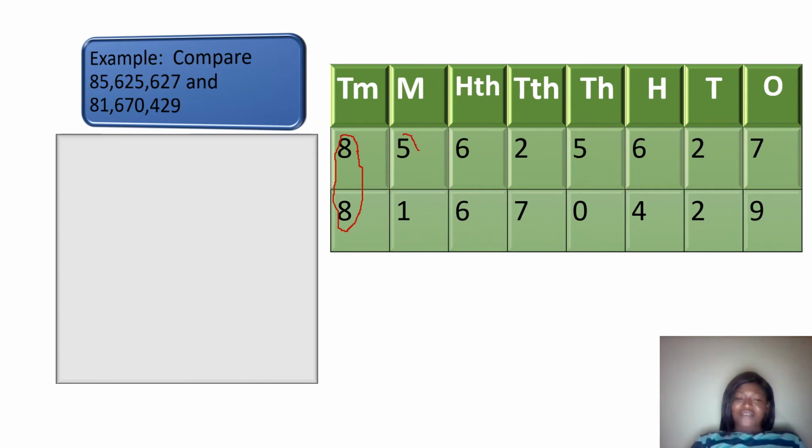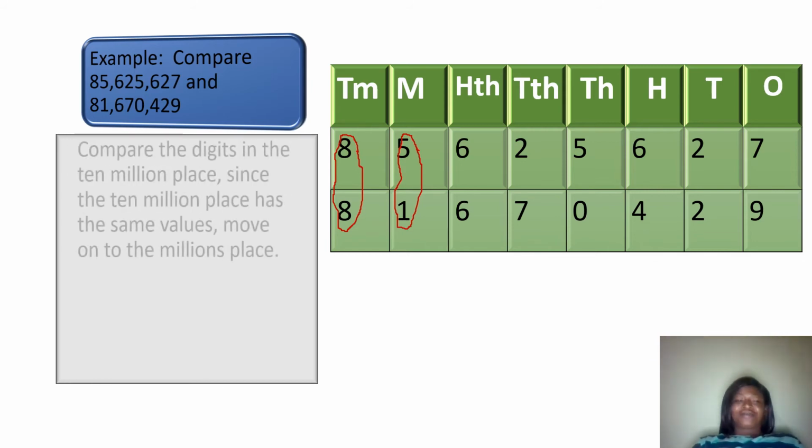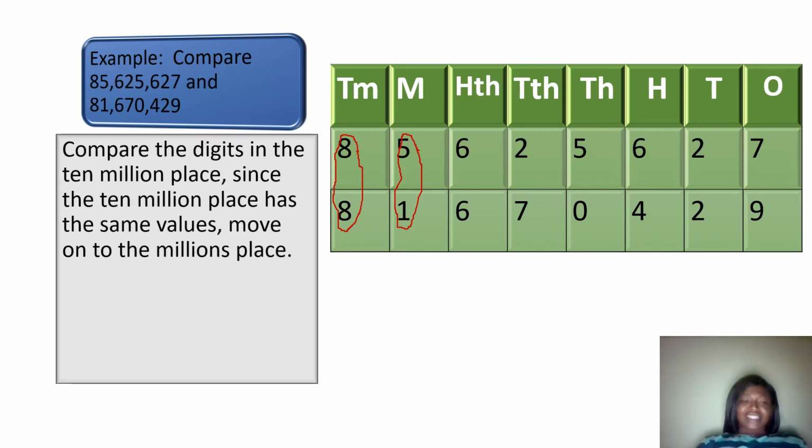We have 5 and 1. So as you can see, 5 is more than 1. So we'll say 5 is greater than 1, or we will say 1 is less than 5. So that's the explanation. Compare the digits in the 10,000 place. Since the 10,000 place has the same values, move on to the millions place, and that was what we did.